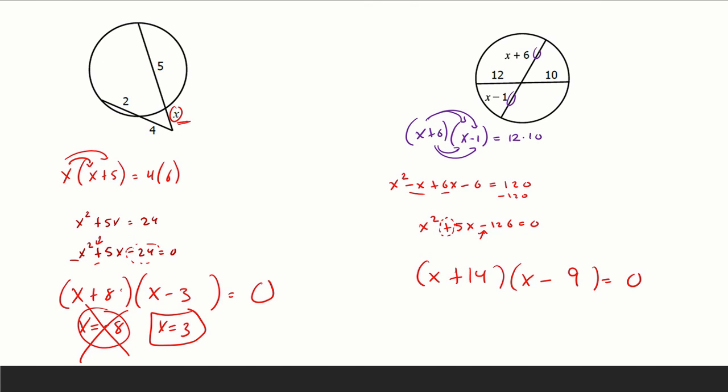And so when are these equal to 0? Well, this is equal to 0 whenever x equals negative 14. This is equal to 0 whenever x is 9. If I were to plug in negative 14 for both of these, we would produce a negative value, or negative distance or negative length, so we don't want that. So in this case, my only answer is x equals 9.